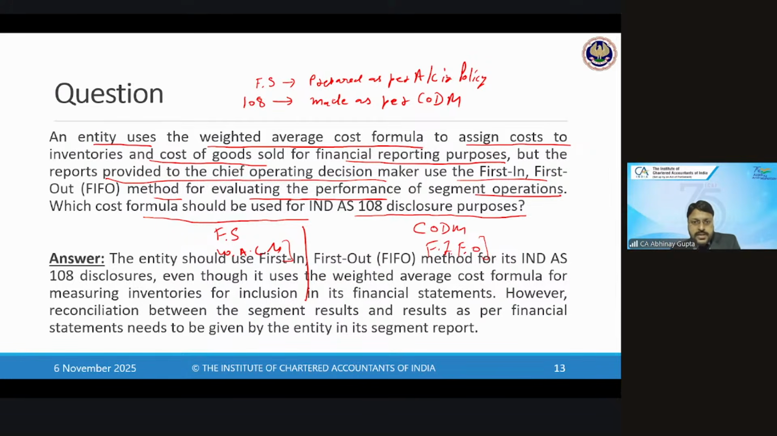But 108 disclosure will be made as per the CODM review reports, right? Even if a different accounting policy, a different accounting method is used by the CODM, right? One more thing. Once we are making these disclosures in the financial statements, then reconciliation is also required.